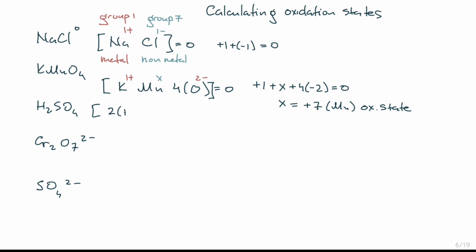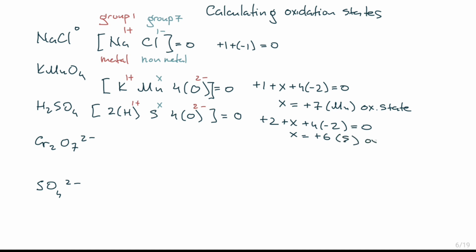Sulfuric acid: we have 2 atoms of hydrogen, each one will be 1 plus, sulfur with the unknown oxidation state, and oxygen as usual minus 2. So let's write it. And overall we have oxidation state 0, because sulfuric acid exists in nature. So plus 2 plus X plus 4 multiplied by minus 2 equals the overall oxidation state 0, and here we can find that the oxidation state of the sulfur will be plus 6.